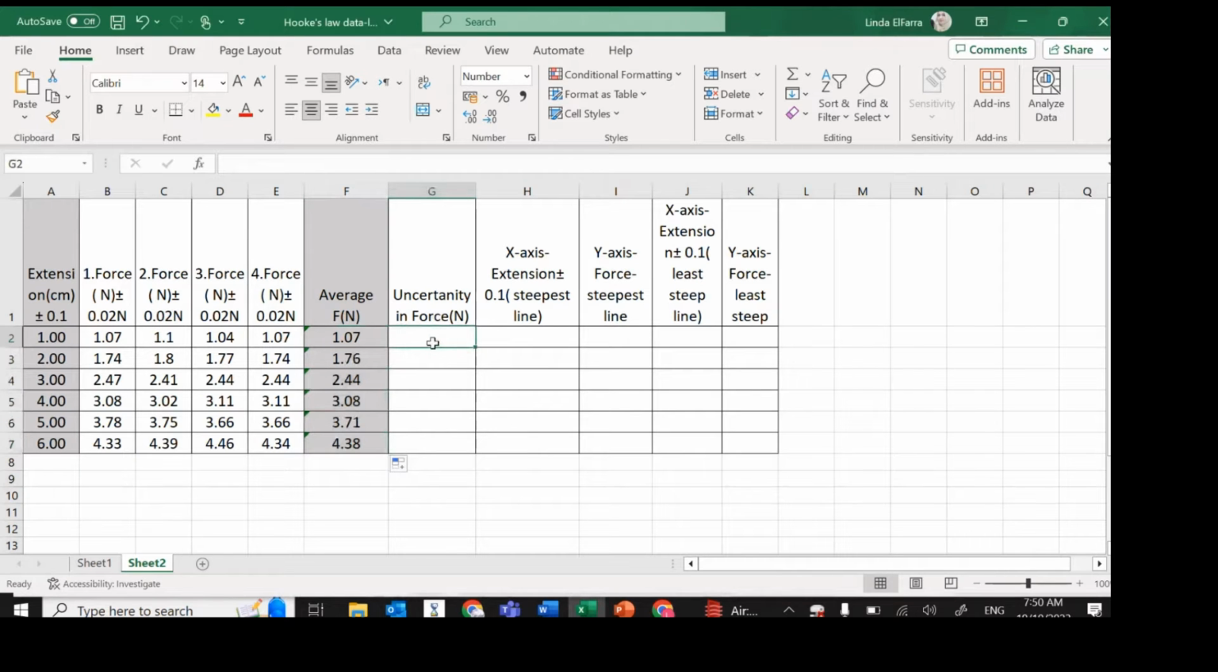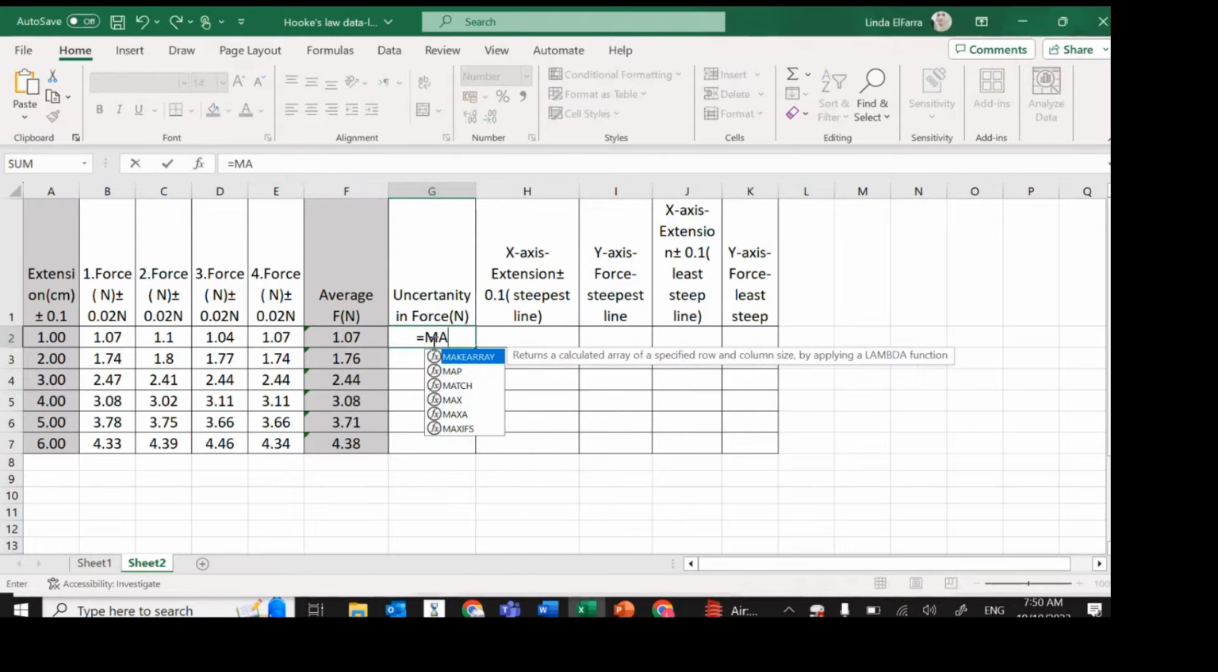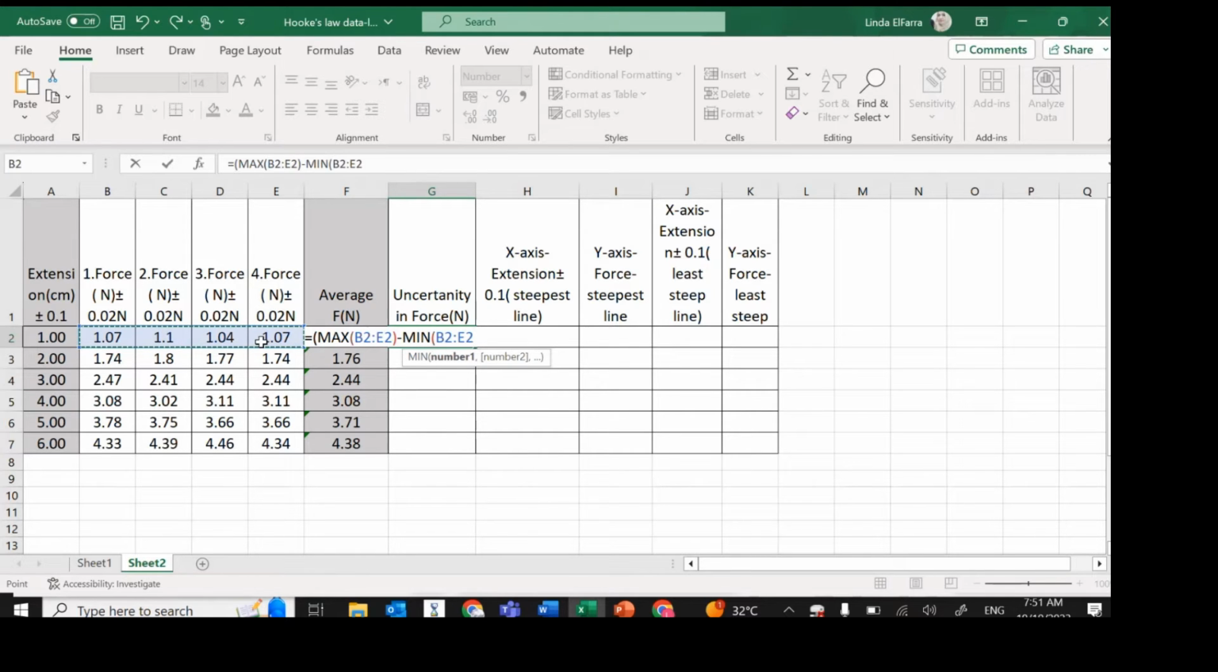So I'm going to write here equal. I'm going to type the word max. Okay, double click on it, before that we have to open the bracket first. Okay, double click and select the values of these forces. I have 4 values, so select them all. Close the bracket, minus minimum. So I typed min, double click on this function and select all the forces, close the bracket, divided by 2. Same thing, drag this value all the way down.